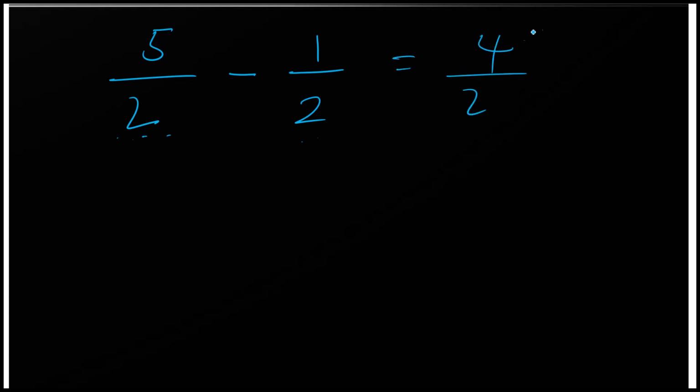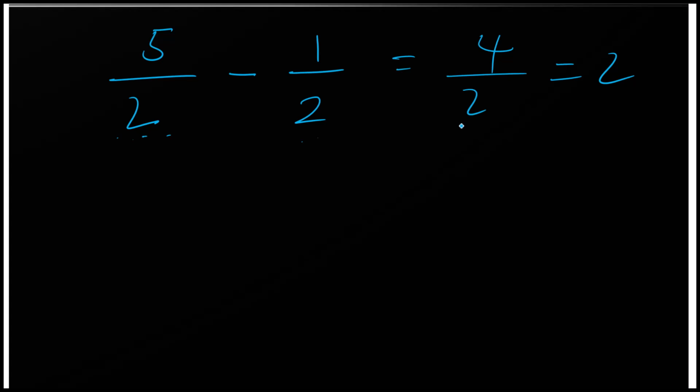Now when you are asked to subtract, same thing. For instance, 5 on 2 minus 1 on 2. Something like this. We don't need to find the LCM because the denominators are equal. So we only subtract the numerators. 5 minus 1 is 4. So we have 4 on 2. So 4 on 2 is 2. As simple as that. With this, we can solve so many examples.